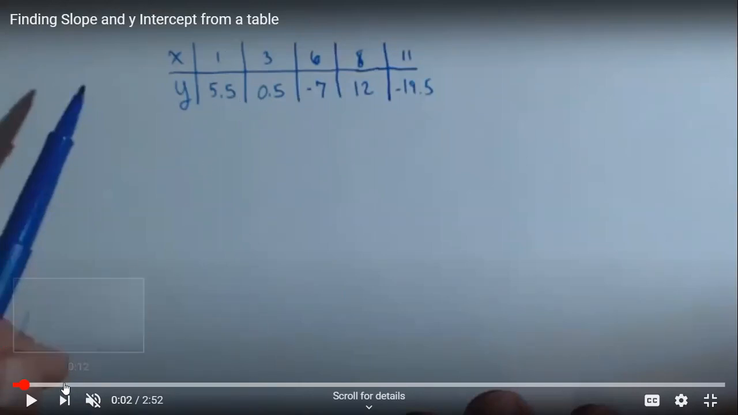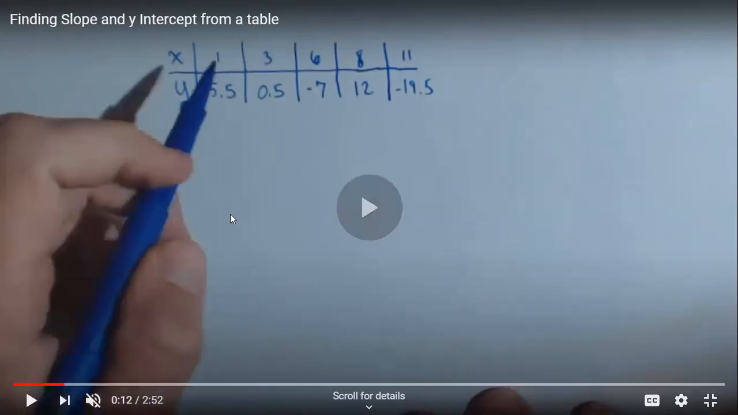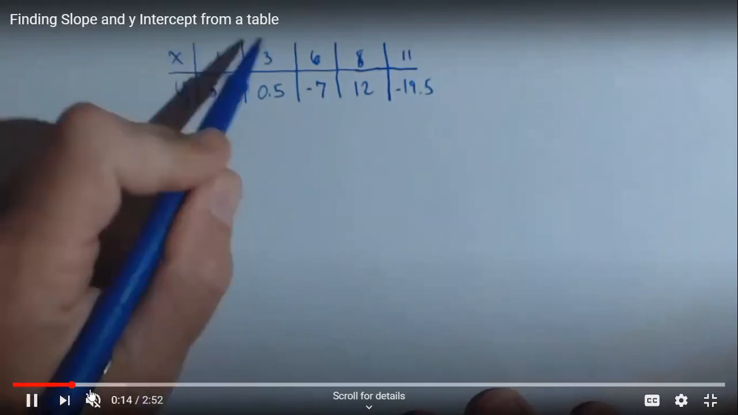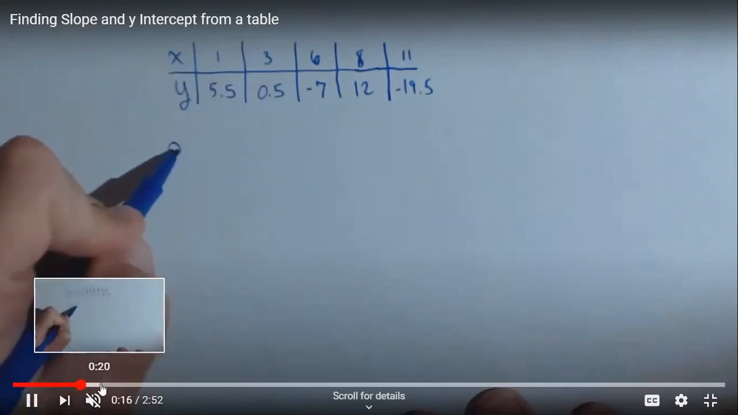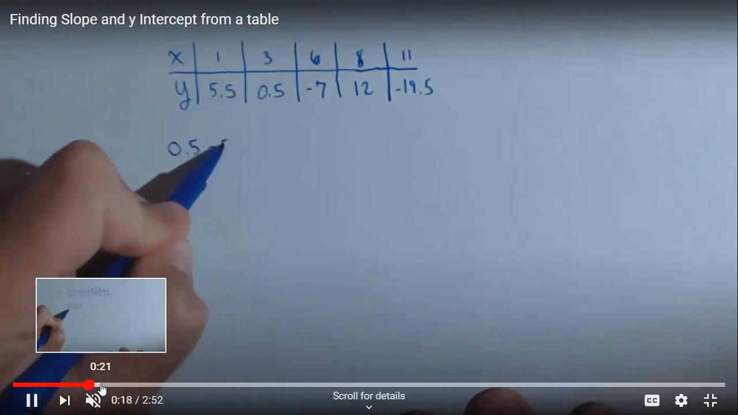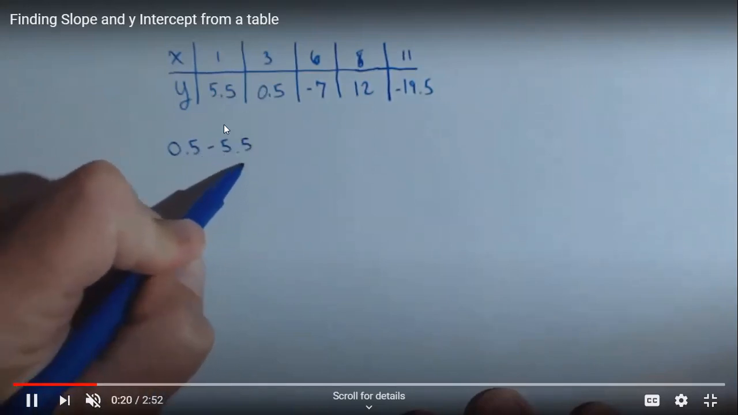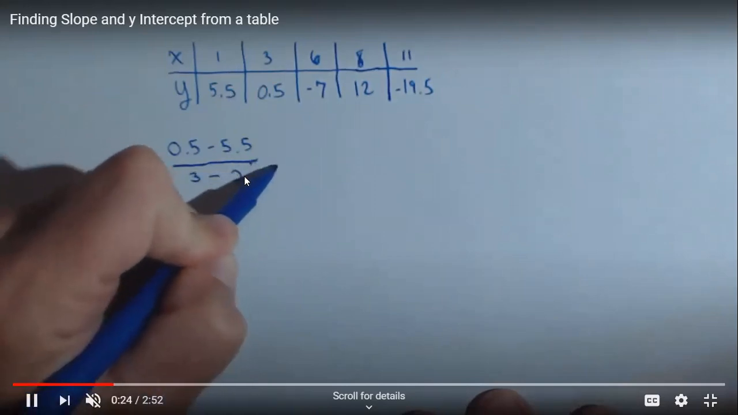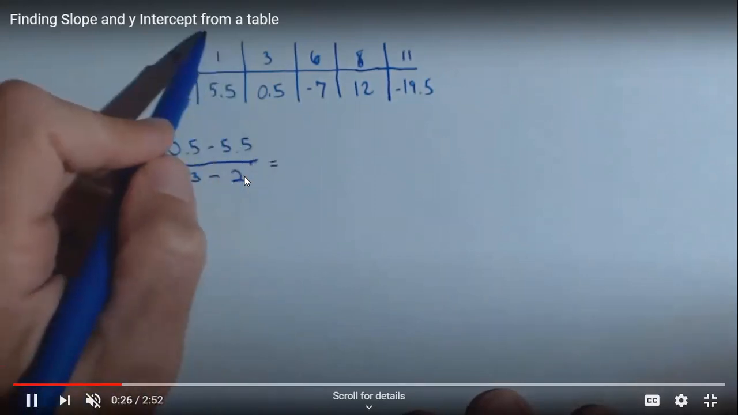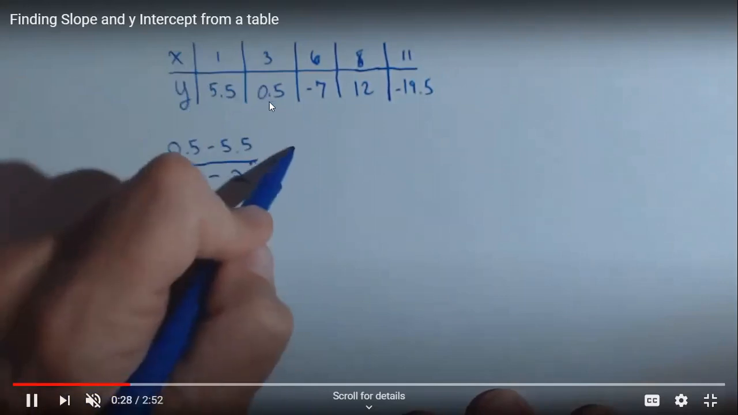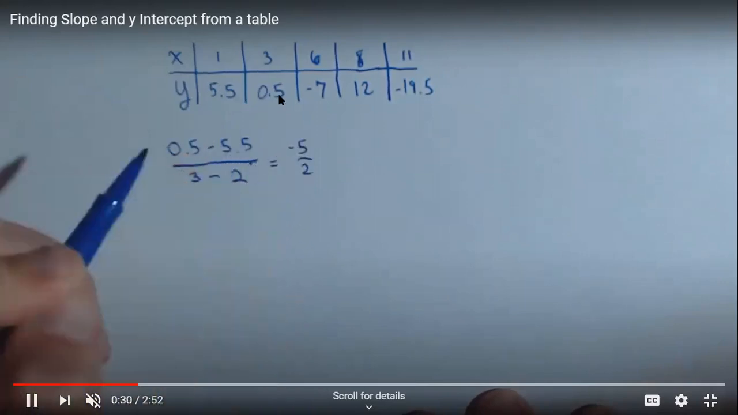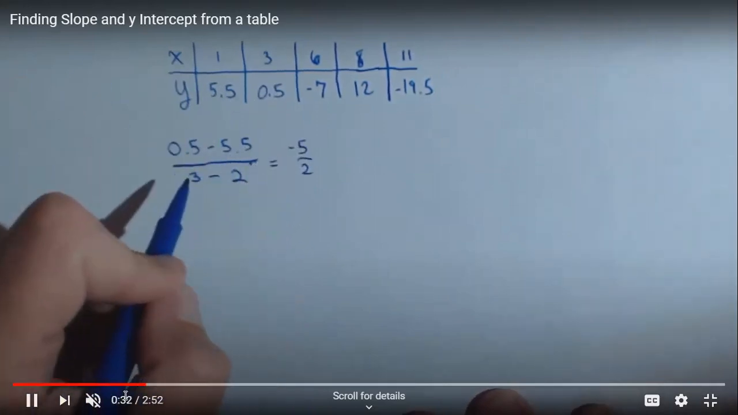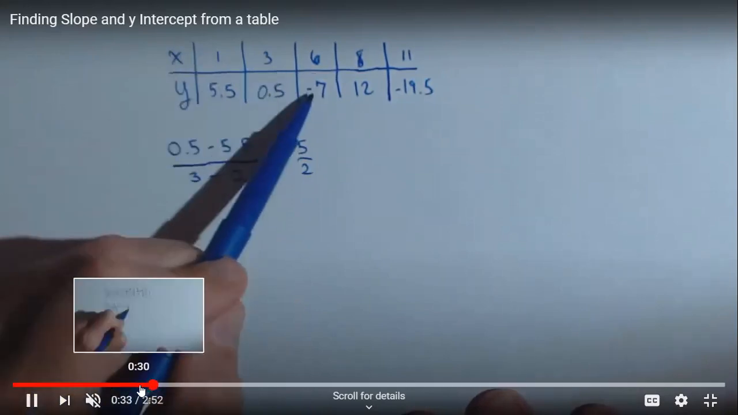We will calculate the difference between y. We will use the difference between the first two points, and then it will be 0.5, y2 minus y1 over x2 minus x1. Then it will be 0.5 over 5.5. Just a second.